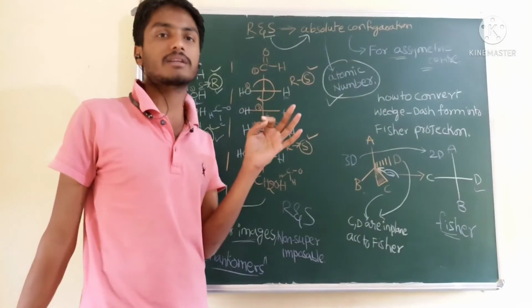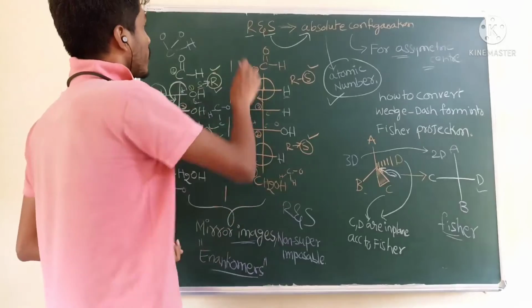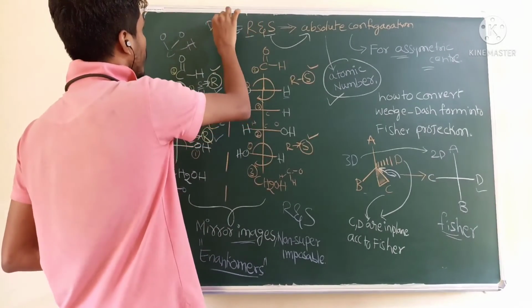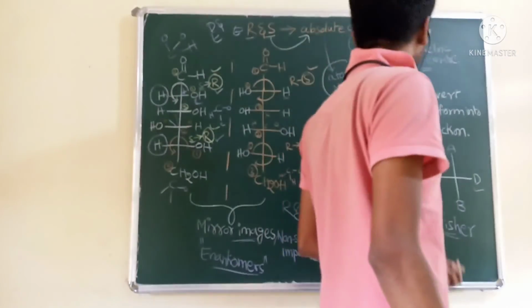Diastereomers, enantiomers, all these things we can determine just by using R and S configuration.